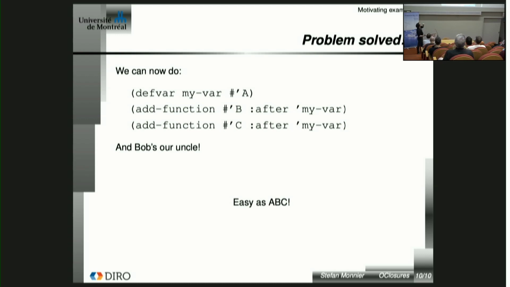You can do a defvar for a function that calls A, that just executes A originally. Then you can add function B to it, add function C to it, and there you go. You have a function that calls A, then B, then C. Okay. Thank you. Any questions?